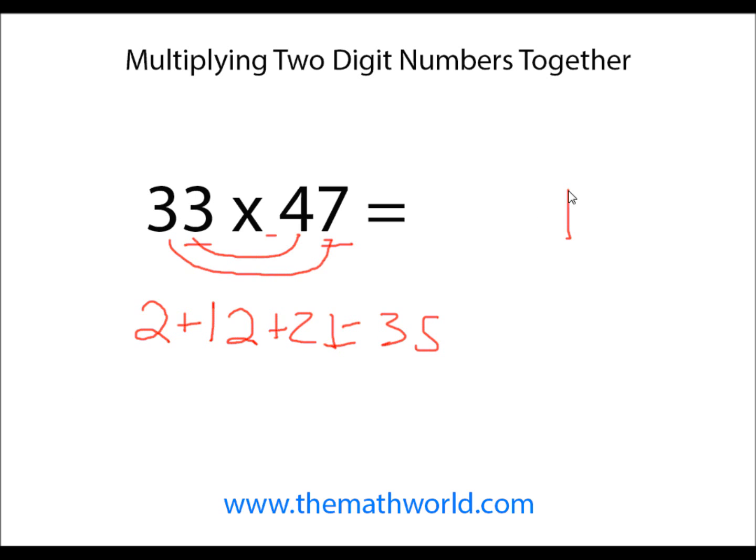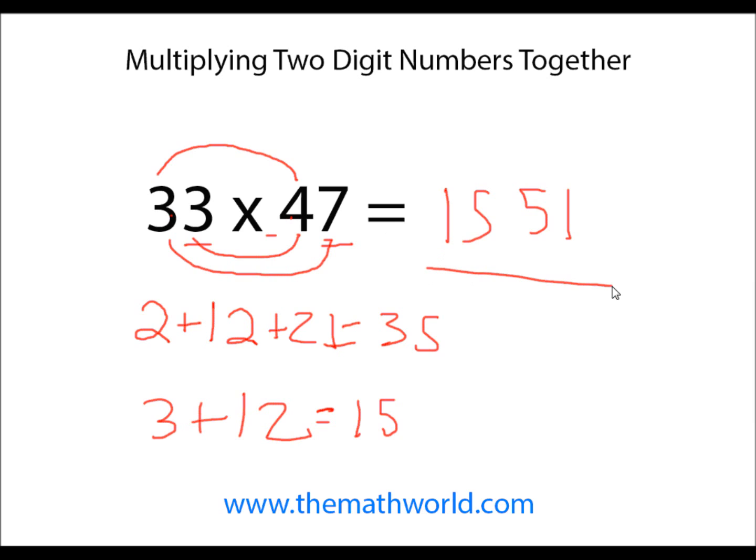We can write down our 5. We're going to carry our 3. And we're going to add that to the tens digits to be multiplied times each other. So 3 times 4 is 12. And 3 plus 12 is 15. So the answer to this question, 33 times 47, is 1,551.